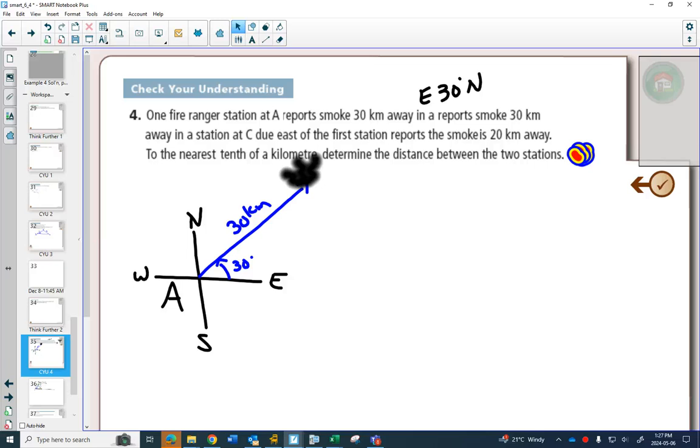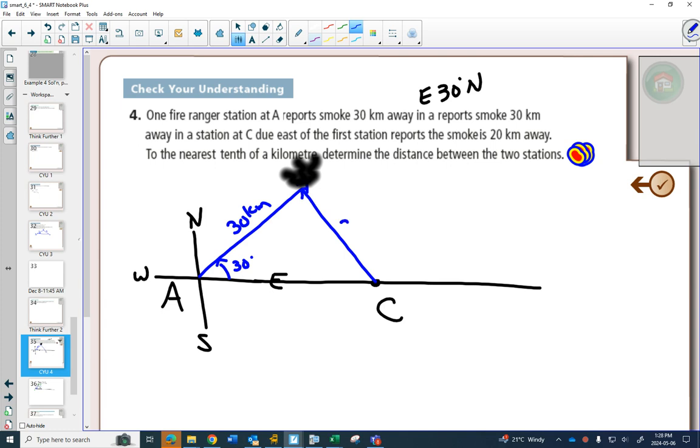And then a Station C due east. So somewhere along this line is Station C, and it reports it to be 20 kilometers away. So let's say I put C here. It sees the same smoke at 20 kilometers. Is this the only possible place I could put C? Or could there be two triangles in this situation?